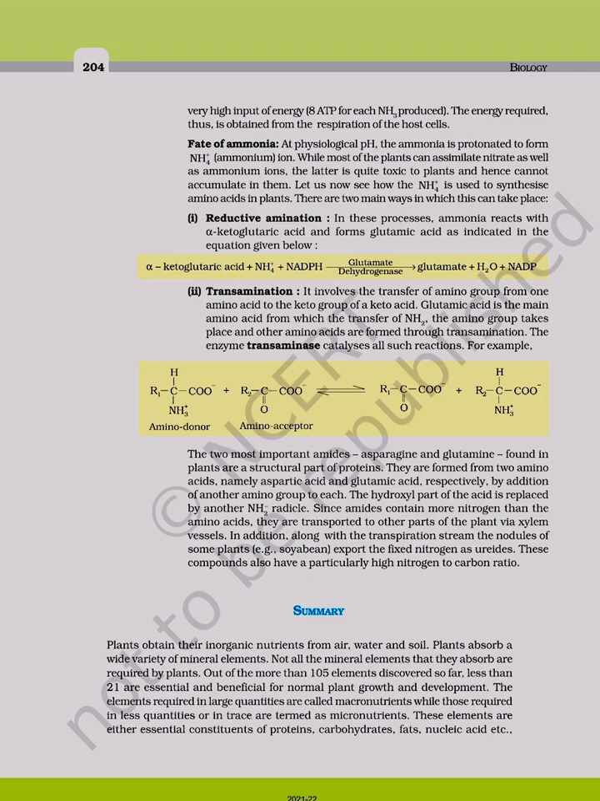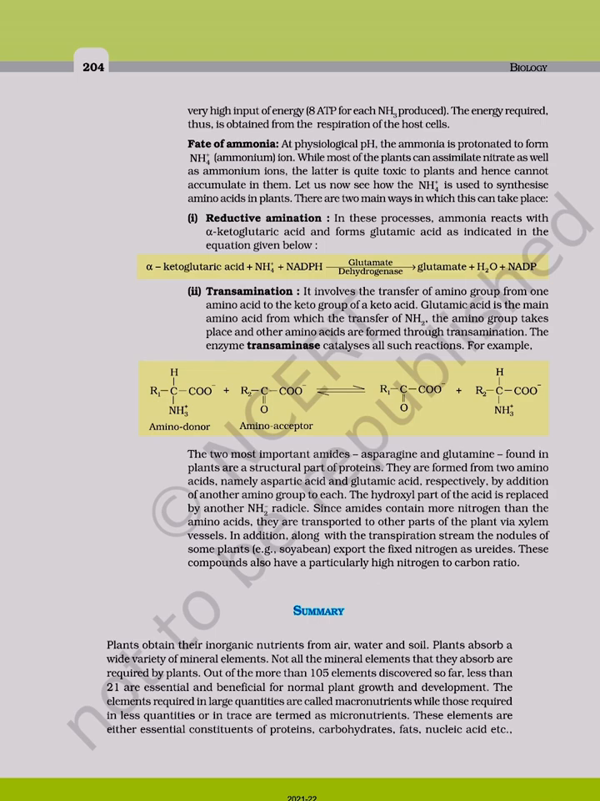Let us now see how the NH4+ is used to synthesize amino acids in plants. There are two main ways in which this can take place. First one is reductive amination. In this process, ammonia reacts with alpha ketoglutaric acid and forms glutamic acid as indicated in the equation given below. Alpha ketoglutaric acid + NH4+ + NADPH → glutamate + H2O + NADP, catalyzed by glutamate dehydrogenase.